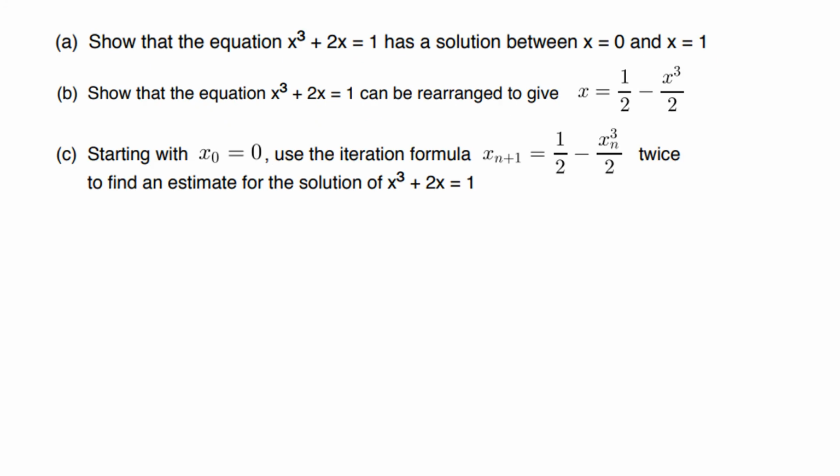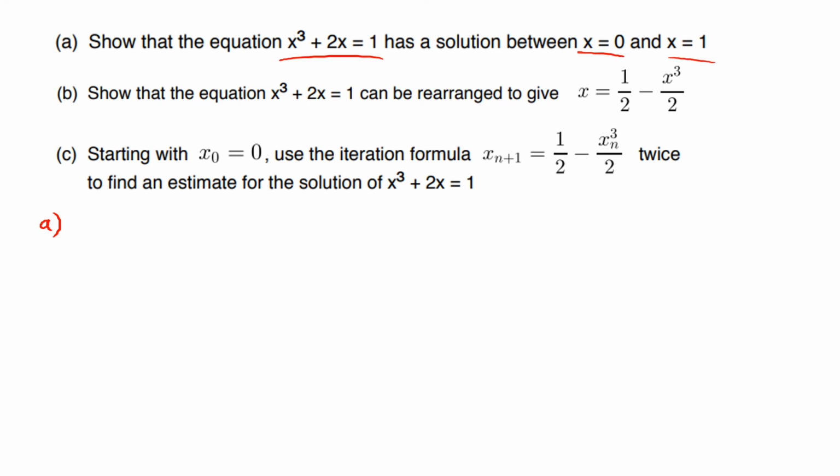So this is a bit of a 3-parter, and it uses some of the trial and improvement stuff we looked at as well. I just want to briefly talk about question A and B, and then set you C to look at yourself. So for A, it says to show that the equation has a solution between 0 and 1.